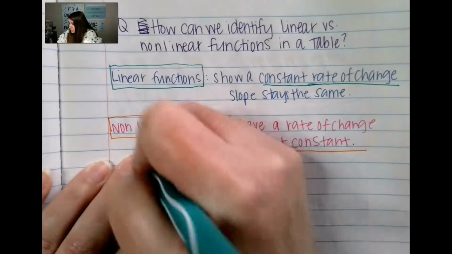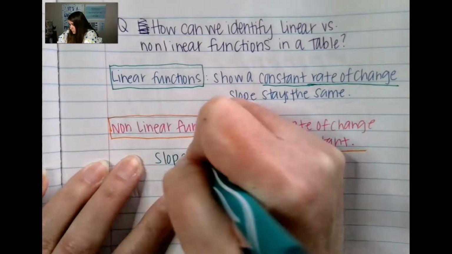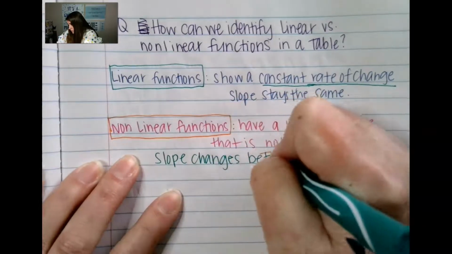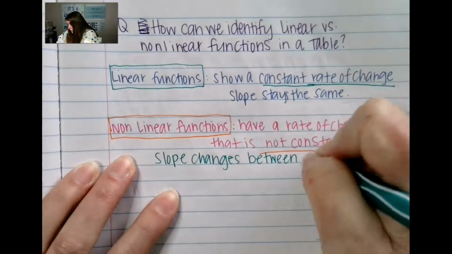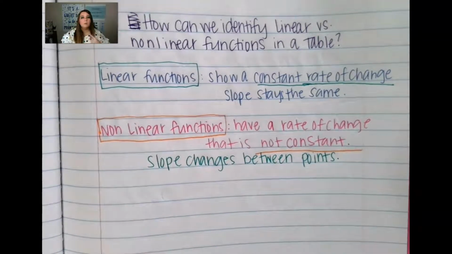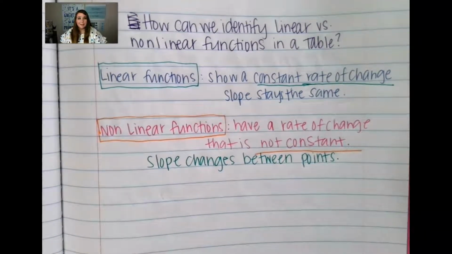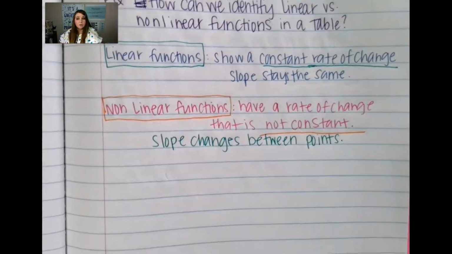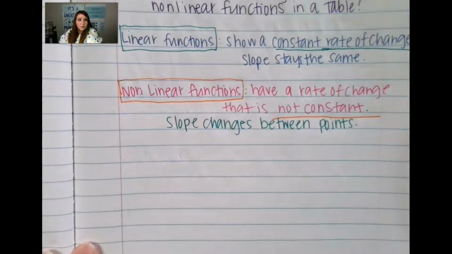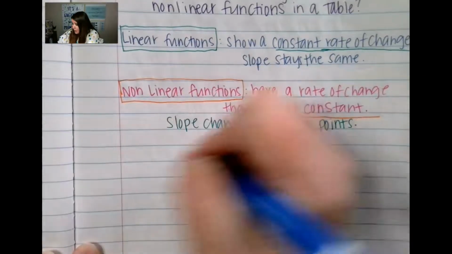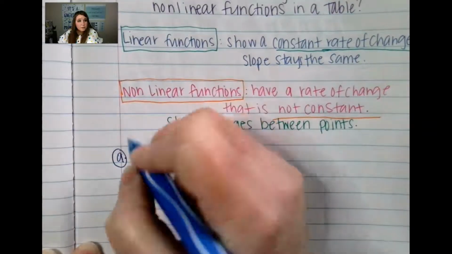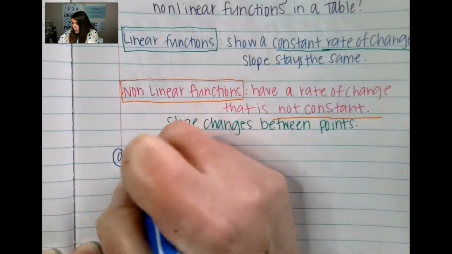We can add that here. So slope changes between points. Okay, all right, so what does this mean when we see it in like a data table? How would this look for us when we're looking at slope? And so we can talk about linear and non-linear by looking at some tables.